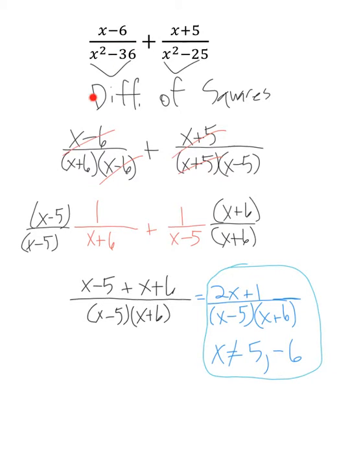So the pattern is take the square root, square root of 36 is 6, square root of 25 is 5, make one positive, make one negative. Plus 5, minus 5, plus 6, minus 6. You can also think of it like this.